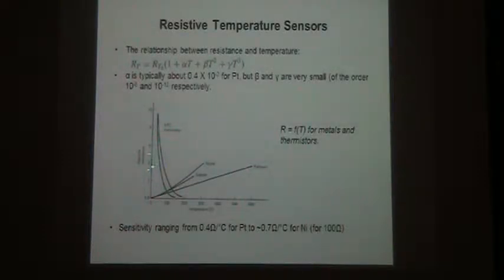Characteristics, calibration curves, resistance versus temperature for metals. As I said, for platinum linearity is not so bad. For copper and nickel, linearity is worse.